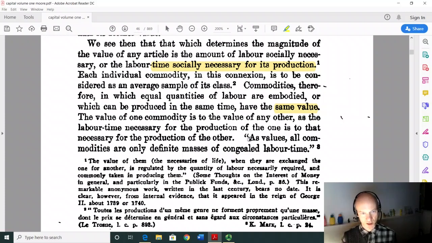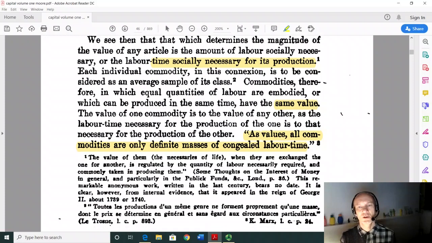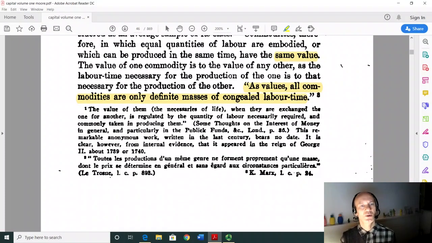And here's again a quote. Oh no, he's not quoting himself. He's quoting Le Tron, whoever that is, must be a French political economist: as values, all commodities are only definite masses of congealed labor time, kind of frozen, crystallized labor time.